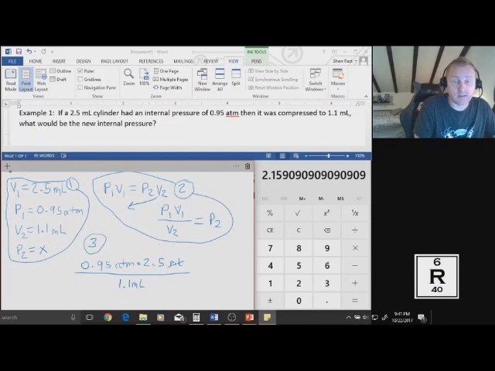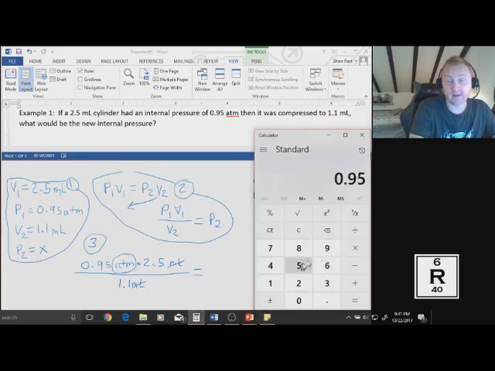Milliliters cancel out with each other, and we are going to be left in atmospheres. Always show your work. This is a great way of making sure atmospheres is the numerator and the only unit I have left over. So show your work with units. It's mandatory in my class, guys. So 0.95 atmospheres times 2.5 milliliters, divided by the 1.1 milliliters, and we have this as our answer.